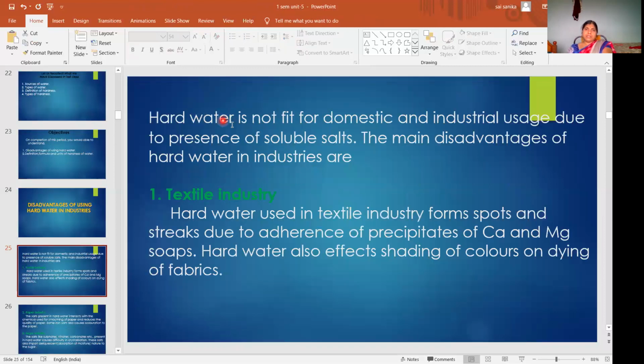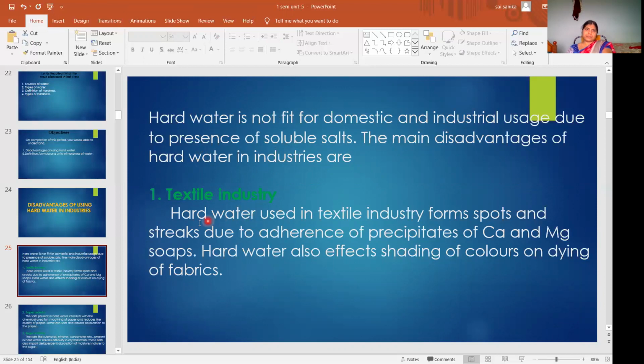Hard water is not fit for domestic and industrial usage due to the presence of soluble salts. So why is it unfit? Because of the presence of soluble salts. For domestic purpose as well as industrial purpose, it is not fit, due to the presence of these salts. The main disadvantages of hard water in industries are given below. We will see one by one. First one, textile industry. If hard water is used in the textile industry, what is happening?